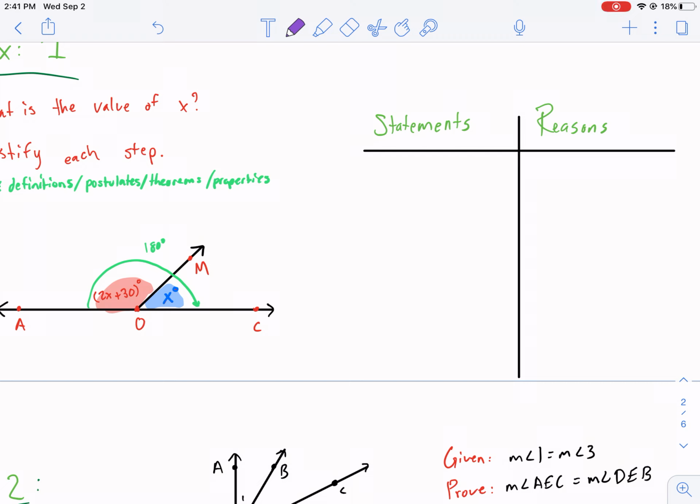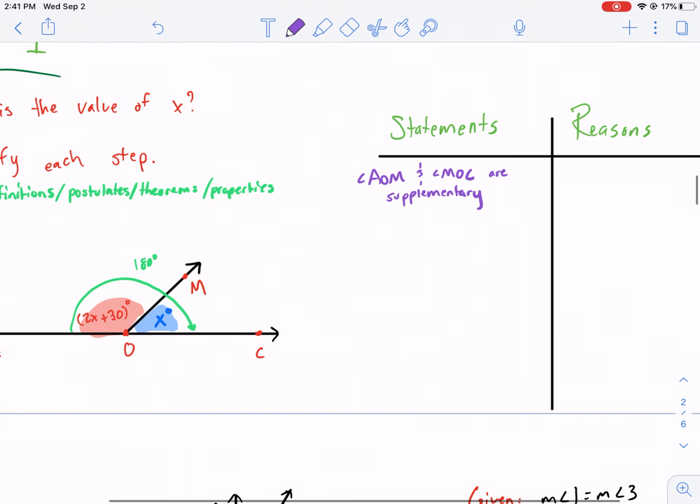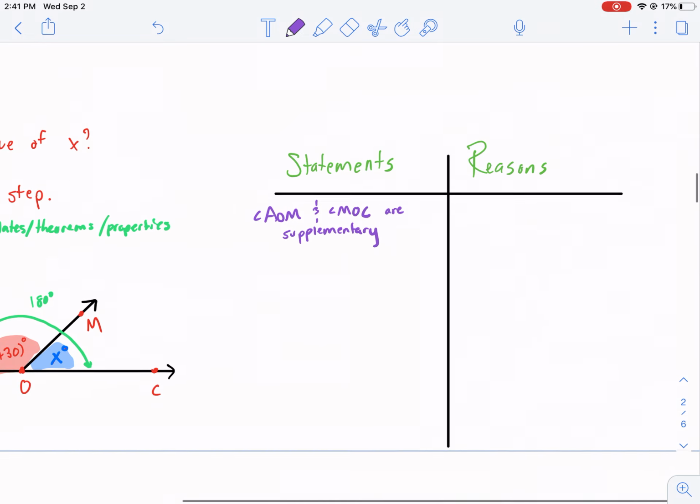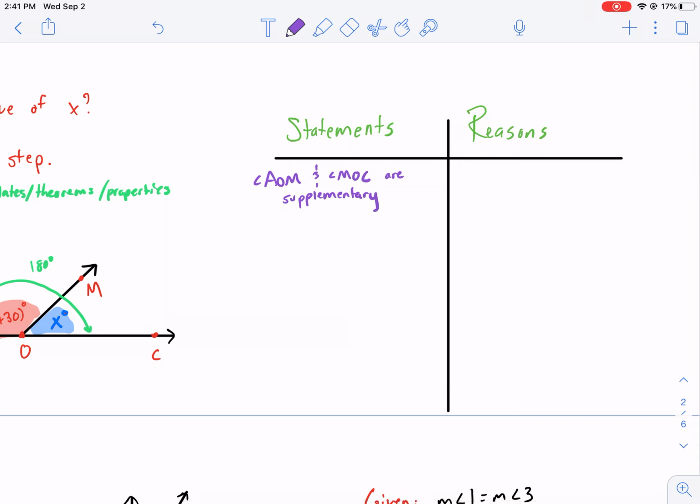So statement number 1, we are going to say that angle AOM and angle MOC are supplementary. Okay, and we can't just say that without any reasoning. We have to justify why we can say that. Now this is where there's a lot of wiggle room. You could say a lot of different reasons. There's different forms, and different teachers might accept different ways. For me, as long as you're close and you get to the crux, the main content of why you can justify that, that's the important thing for me.